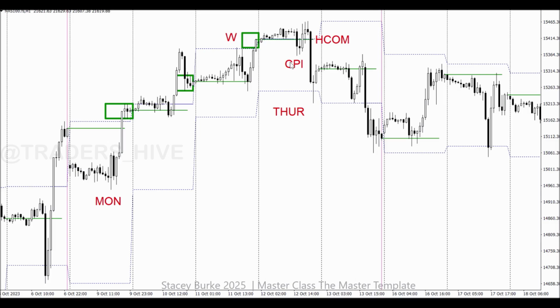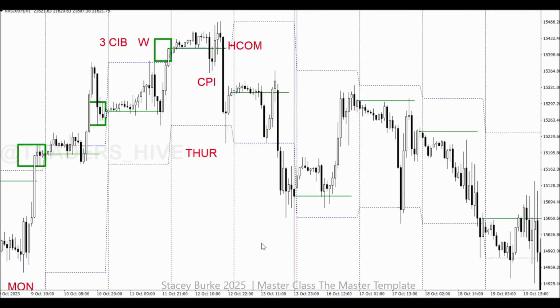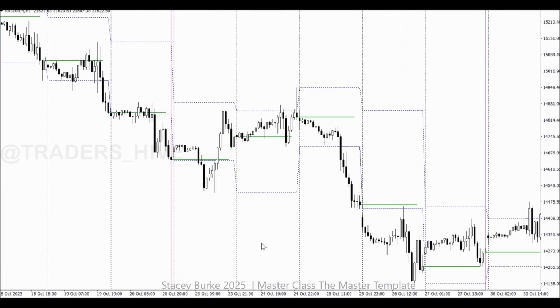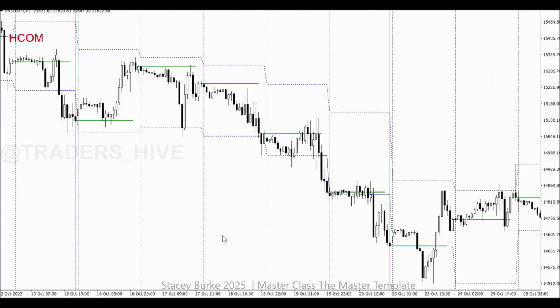Now, as we can see, this template played out later into the day itself after 3 closes in breakout, putting the high close of week in place. And this is on the front side of a new month. And as we follow that month across, we can see that month continue to break down into the last few weeks of the month.